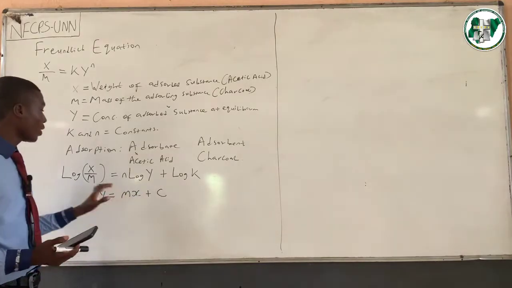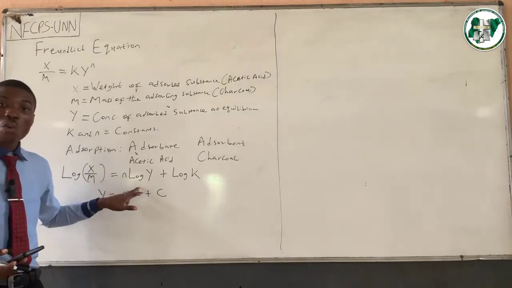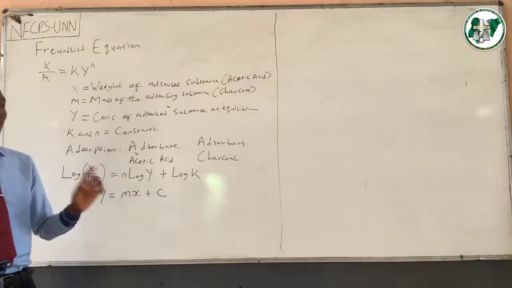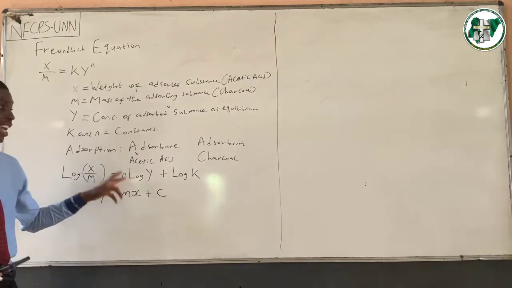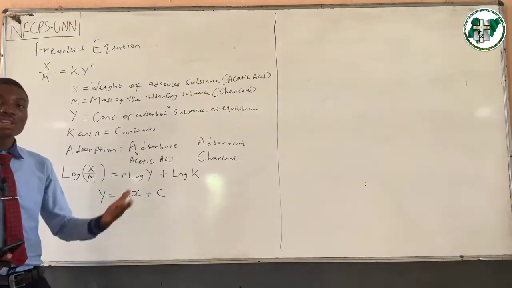The implication is that when you have log x over m on the y-axis being plotted and log y on the x-axis being plotted, your slope automatically gives you n, which is a constant. And then c is the intercept on the y-axis.